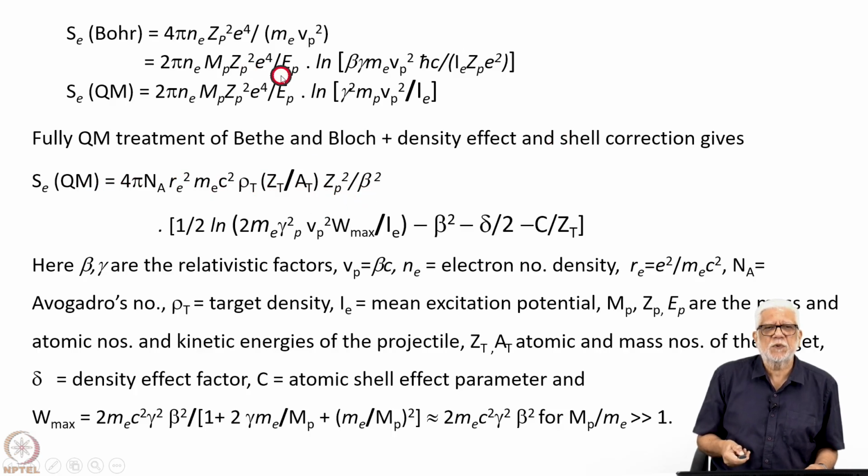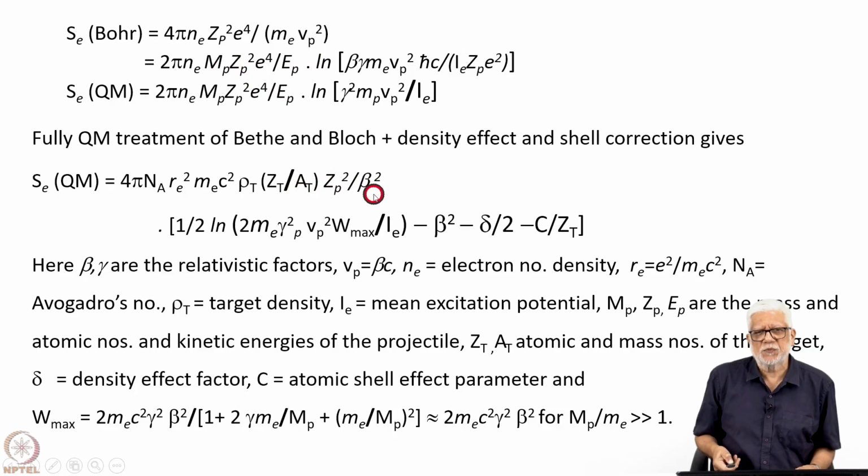In fact, if you go to the expression Ep by Mp, take Mp in the denominator, then you just get V squared, and this is exactly what it is. So it's a beta squared. Beta squared is just proportional to the velocity squared. Okay, and then of course there is a logarithmic term here, and then a delta, which is the density effect, and then the C by Z, which is the atomic shell effect.